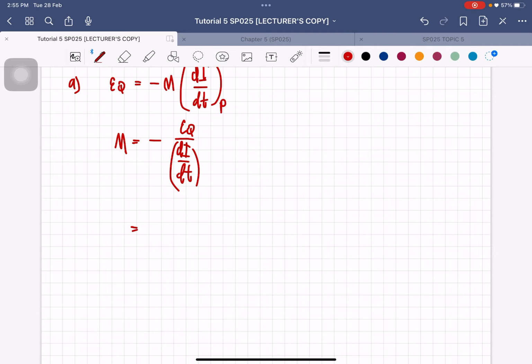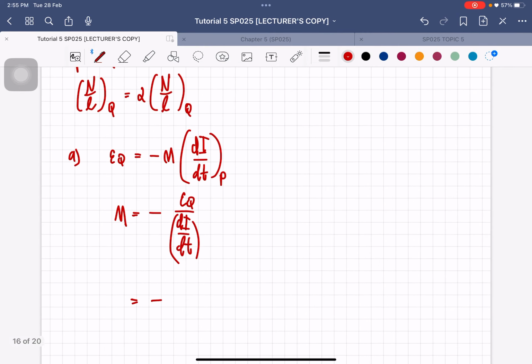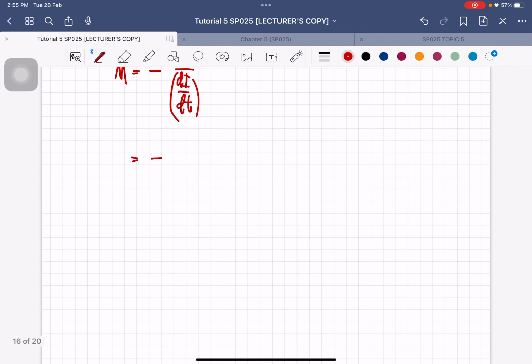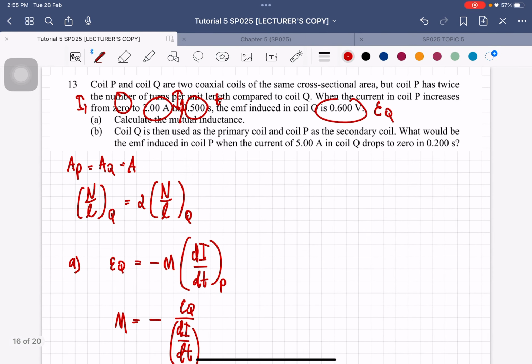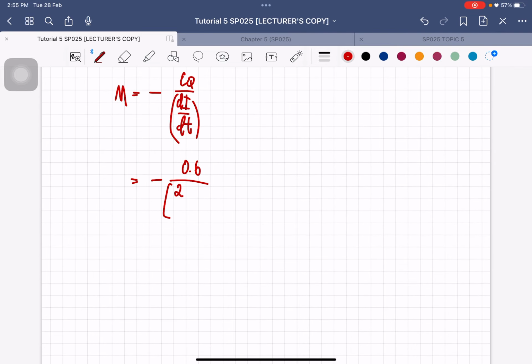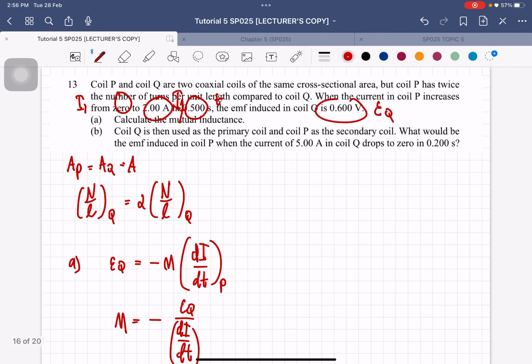We have negative 0.6. Then what is the change in current, 0 to 2 ampere? So 2 minus 0 divided by the time, which is 0.5. So the mutual inductance here you will get equal to 0.150 Henry. Okay, so that is the mutual inductance.